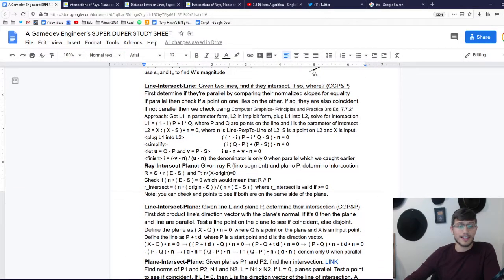Okay, cool. So then the next thing here is given two lines, find if they intersect. If so, where? And this is a really good textbook, Computer Graphics Principles and Practice, 3rd edition. And in section 7.72, it's actually explained. But I will explain it to you after this short break.